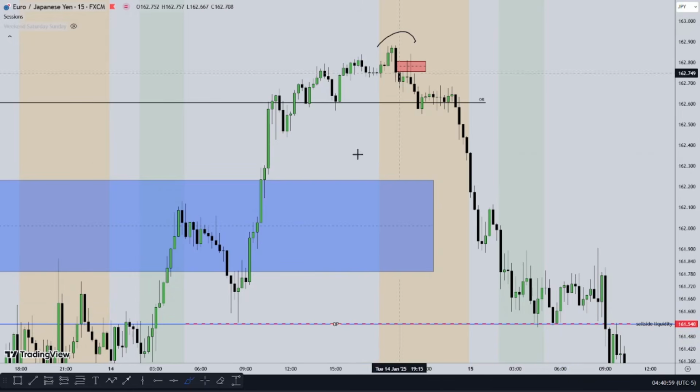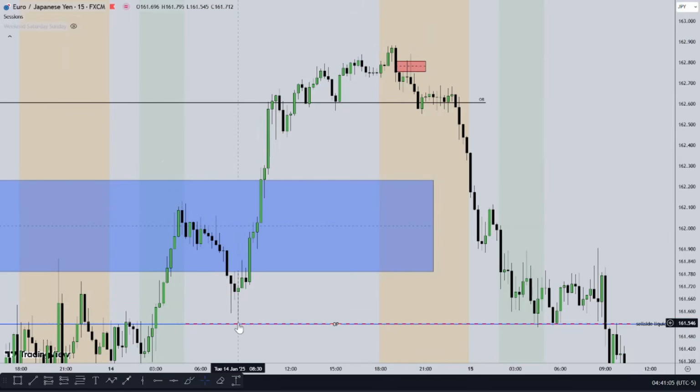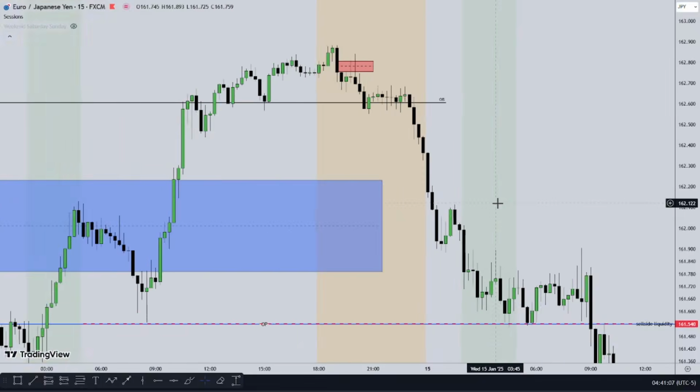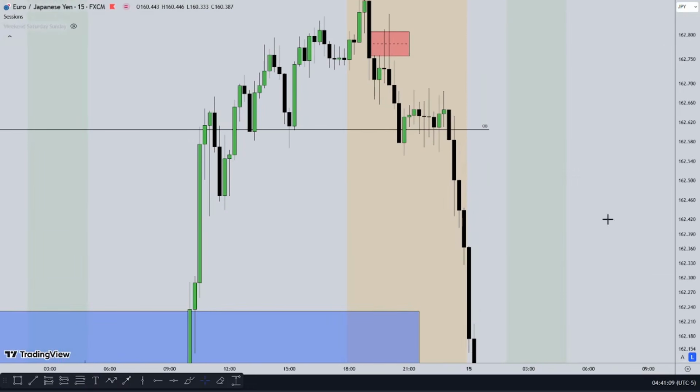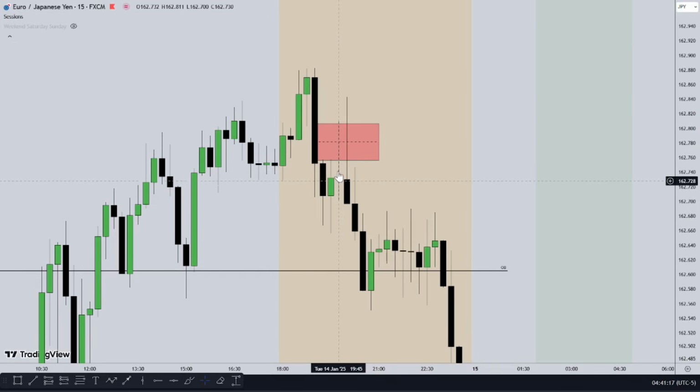Now looking at this price action, looking at all the entries before price traded to the sell side liquidity, your first entry will be this fair value gap. Now your second entry will be where price respected the fair value gap and created a new swing low. Now here's an order block and here's the fair value gap.